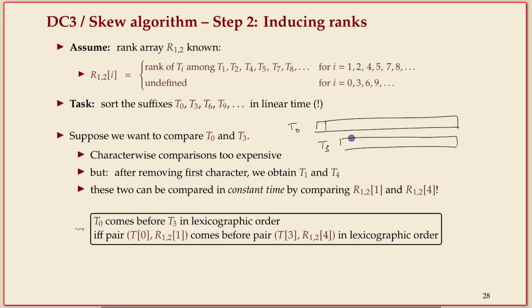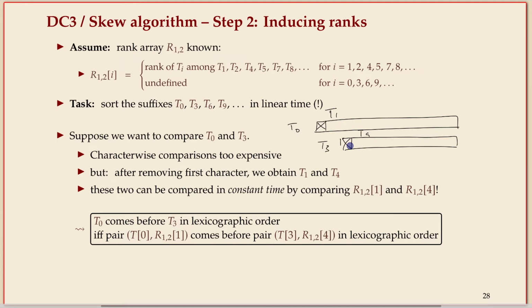Well, simple trick. Every suffix is another suffix with some additional character in front. So if we just get rid of this, then we turn that into T1 and T4. And 1 and 4 are not multiples of 3, right? So we can use the information about T1 and T4 from the R12 array to decide which of these two following parts is smaller in lexicographic order. And so we only have to take care of this one additional character that we prepend.